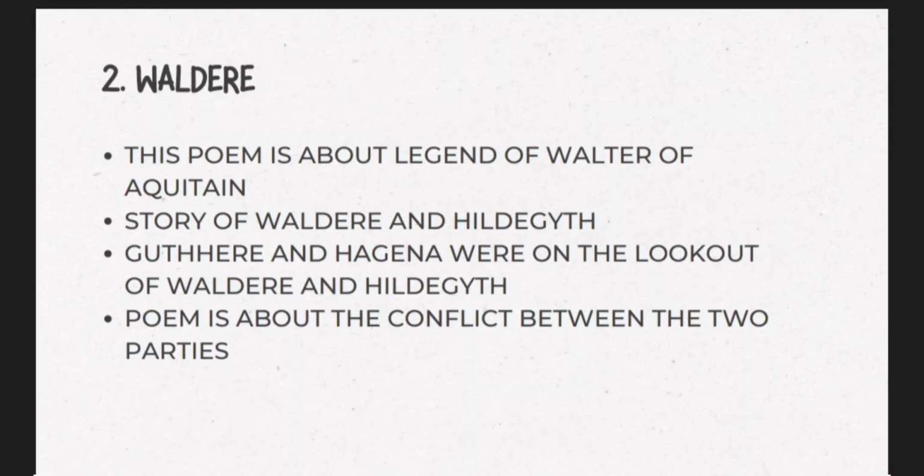So the next heroic poetry is Waldere. This poem is about the legend of Walter of Aquitaine. It tells the story of Walter and Hildegund who fall in love and steal a treasure from Attila's court where they are being held captive. Two men, Gunther, a Burgundian king, and Hagen were on the lookout for Walter and Hildegund. These two men were looking for Walter and Hildegund's treasure. So the poem is about the conflict between the two parties that is about to occur.